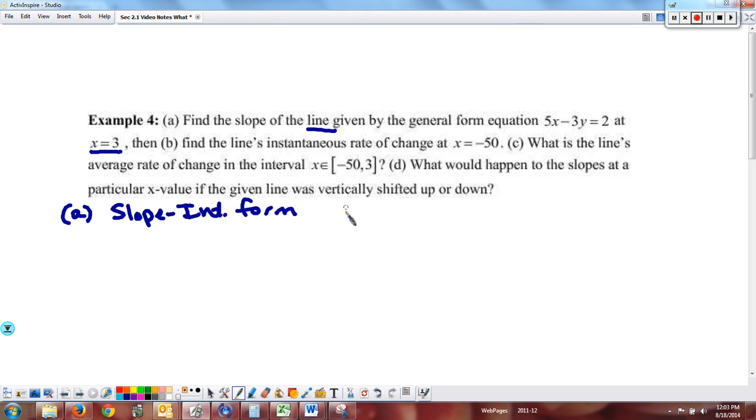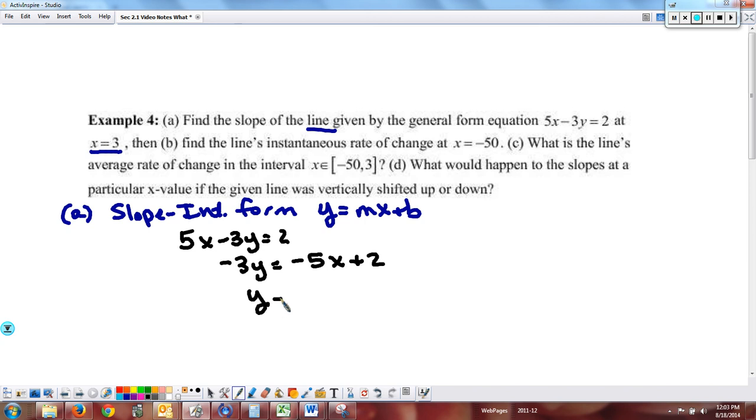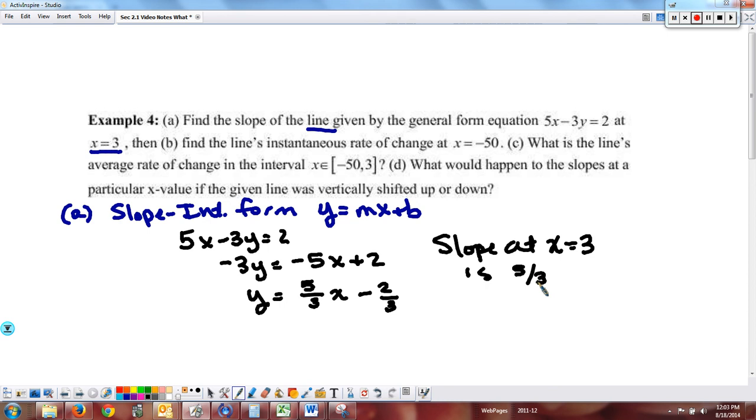Your slope-intercept form is y equals mx plus b, so I simply need to solve for y. In our problem, we have 5x minus 3y equals 2. Negative 3y equals negative 5x plus 2, divide by -3. And so we get y equals 5/3 x minus 2/3. And so we know that our slope at x equal to 3 and everywhere else is 5/3. So we could answer that question and it's fairly straightforward.